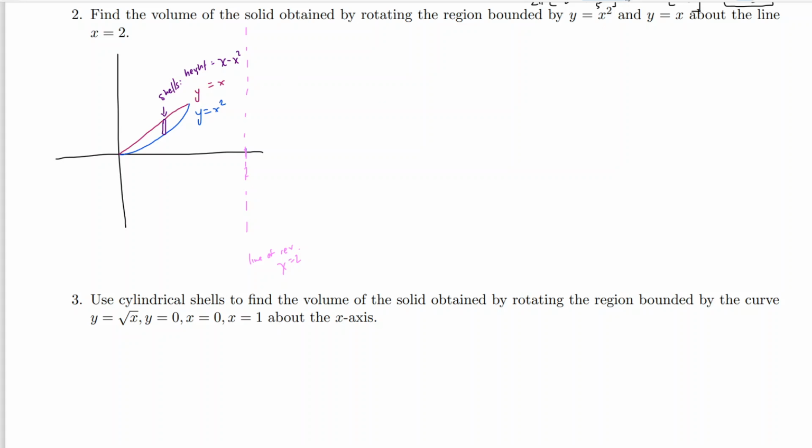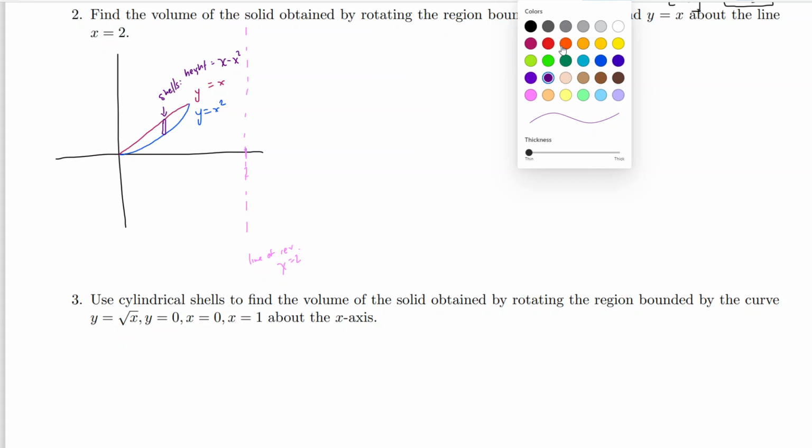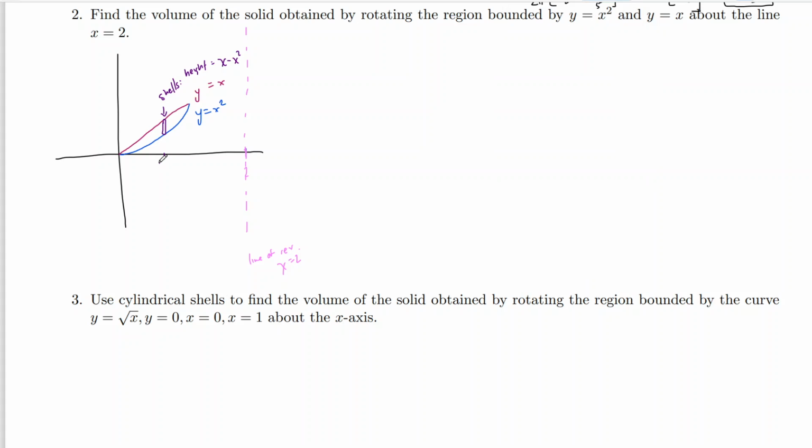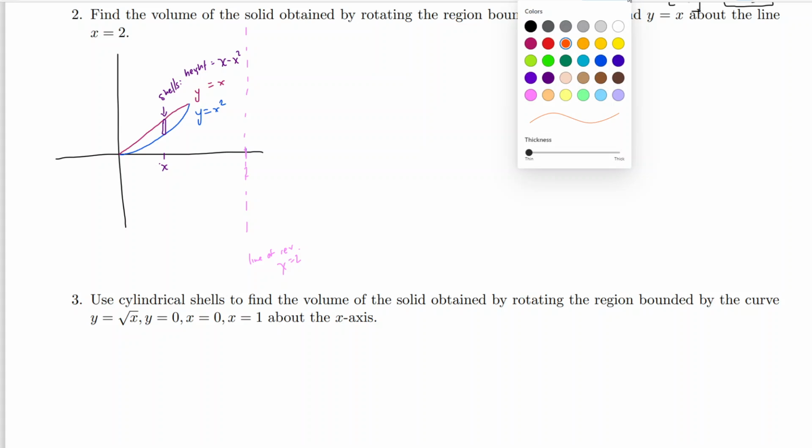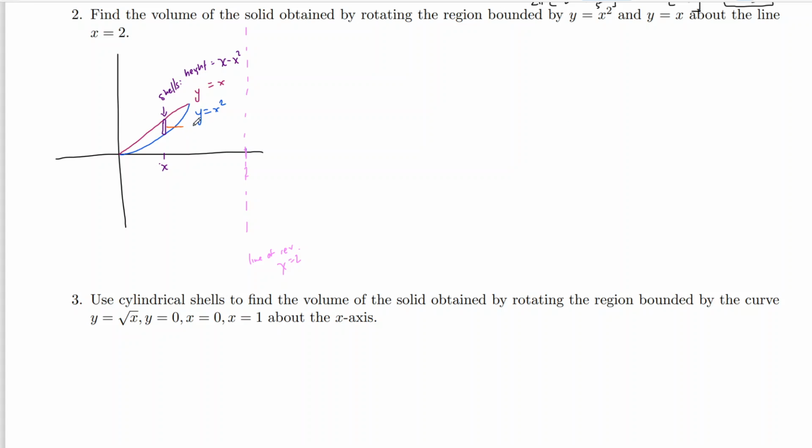And we can also get the radius of the shell pretty easily. If we just take a number x here, whatever that happens to be, then the radius, which is the distance directly from x to the line of revolution, is x minus 2. Technically, we should probably do 2 minus x because we want it to be positive. So r equals 2 minus x, right minus left, bigger minus smaller.